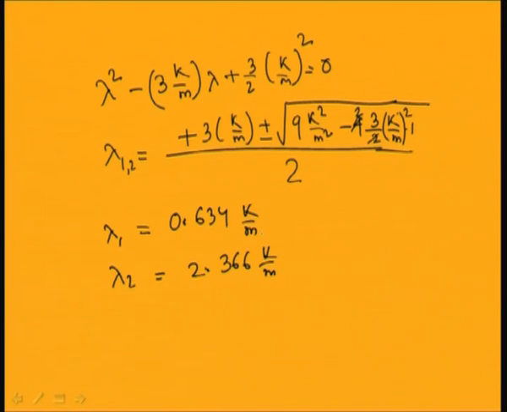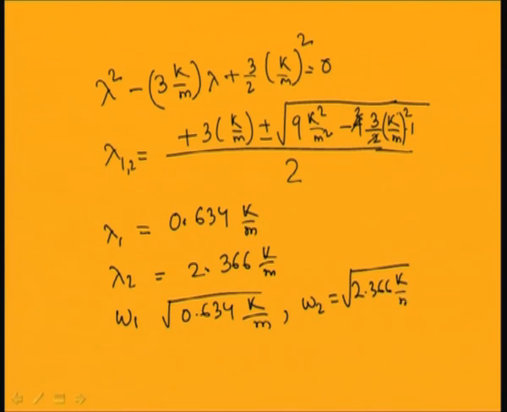So, from this I can find omega 1, the first natural frequency, which is root over 0.634 k by m, and omega 2, which is root over 2.366 k by m. In this case I am getting two natural frequencies, omega 1 and omega 2. In case of a single degree of freedom system, you can recall that you got only a single natural frequency, equal to root over k by m.